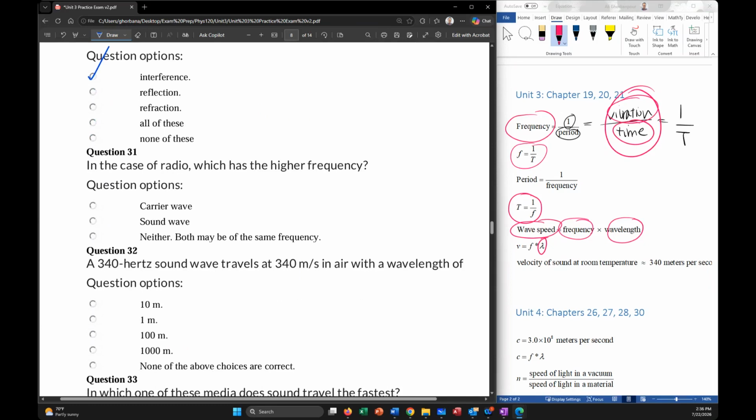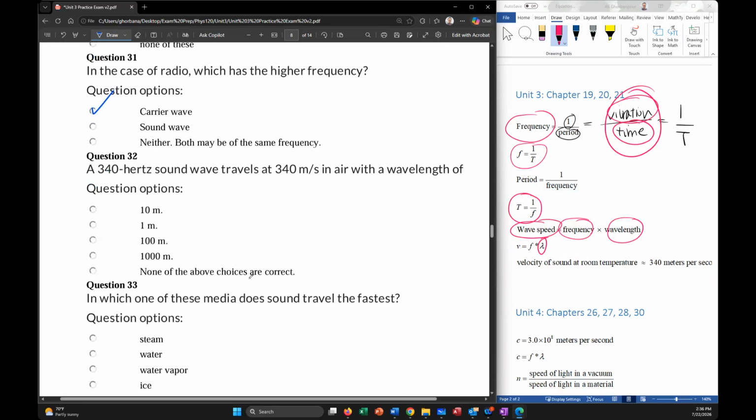In the case of radio, which has the higher frequency: carrier wave, sound wave, neither, or both? In the case of radio, sound wave is not mechanical here. The carrier wave will have a higher frequency.